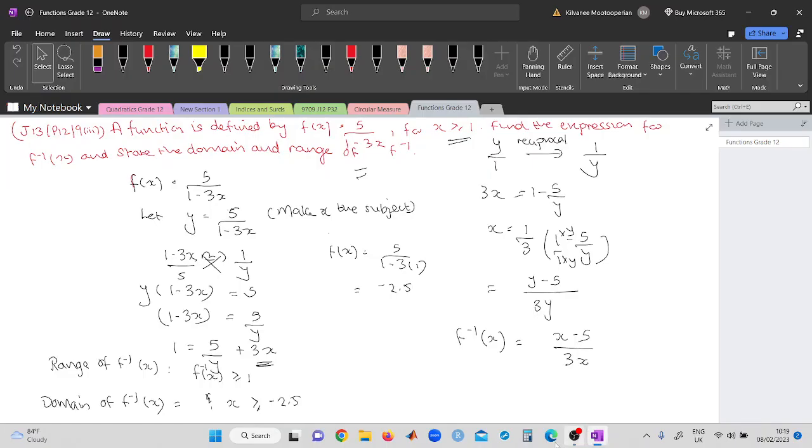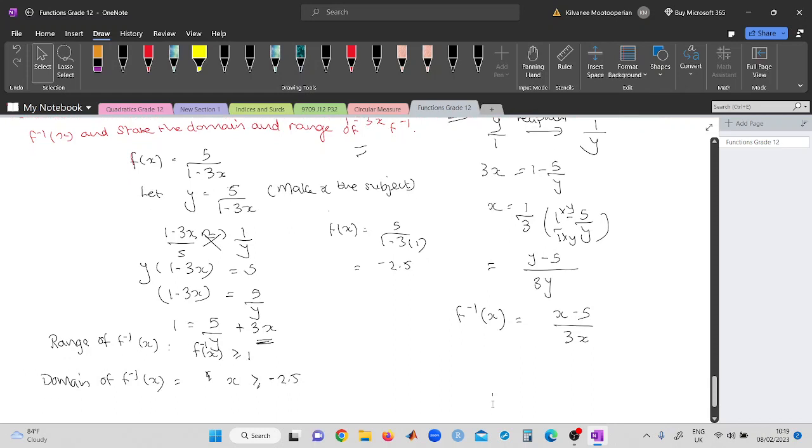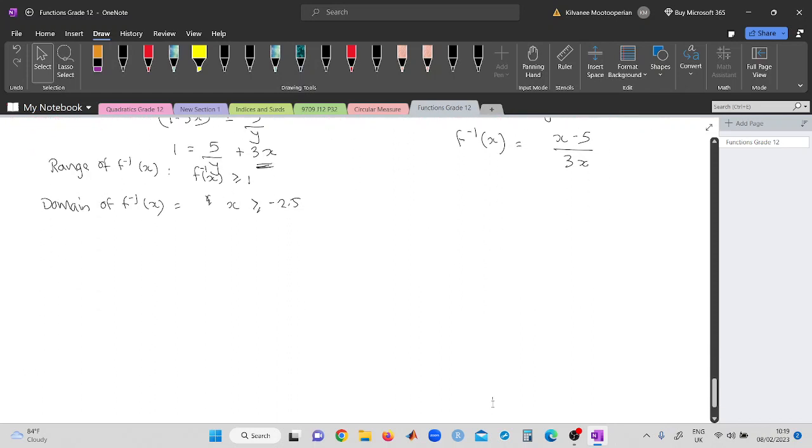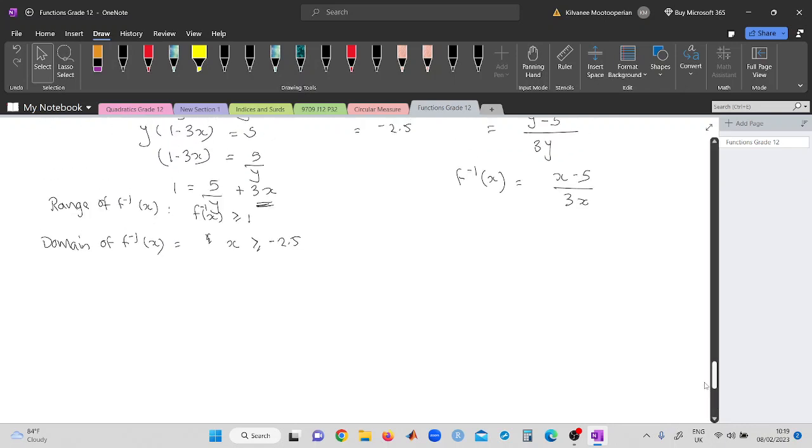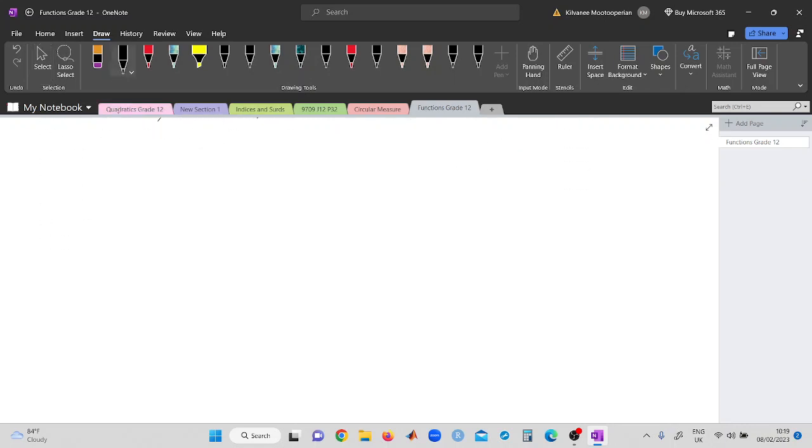Ok, so that is an example on inverse function. Next, we take another example. It will be November 12, paper 12, question 2. You can take note of that. So, the question.